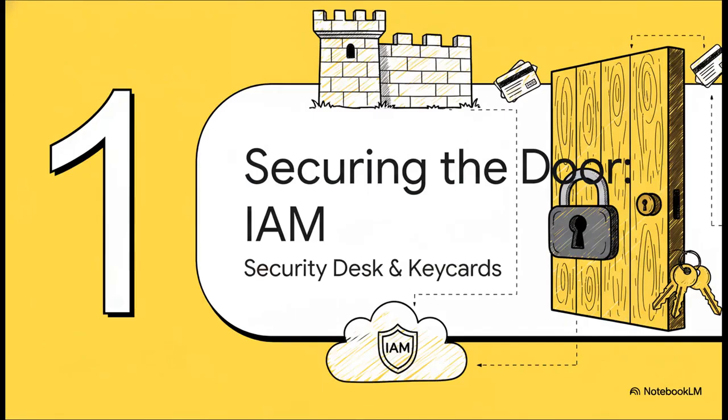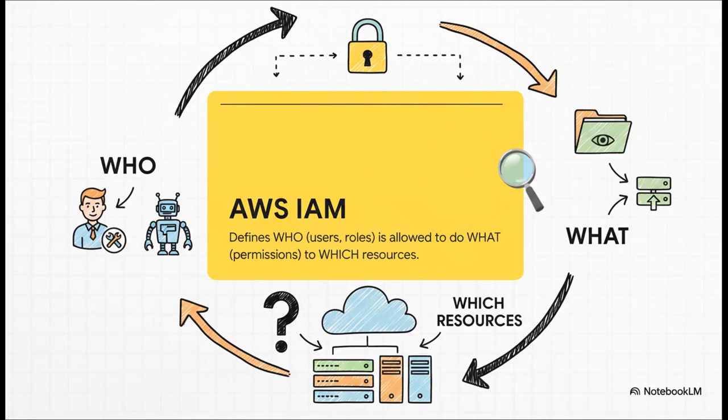All right, first things first. With any building project, what's rule number one? Security. Always. You wouldn't build the walls before you know who gets the keys, right? Well, in the cloud, that's IAM. So what exactly is IAM? It stands for Identity and Access Management, and it's basically the head of security for your entire AWS account.